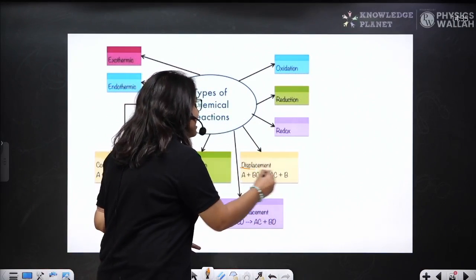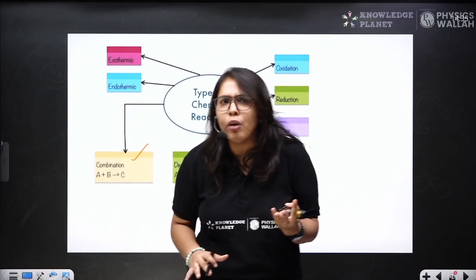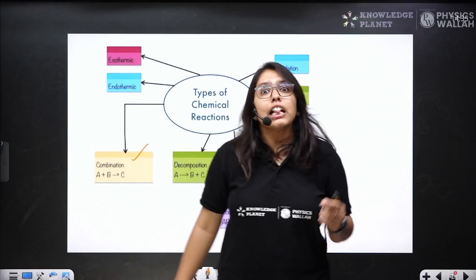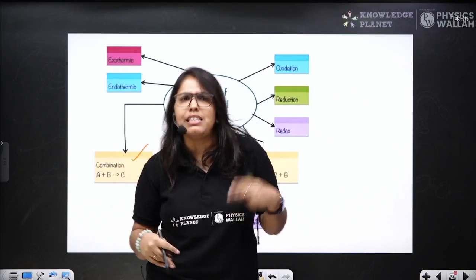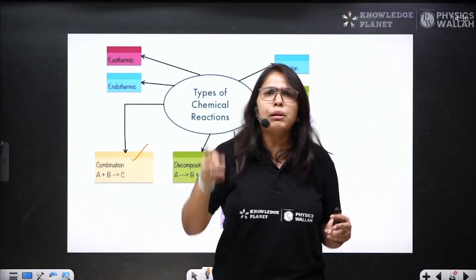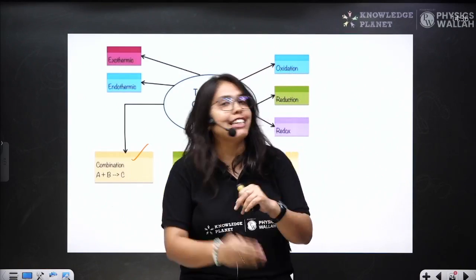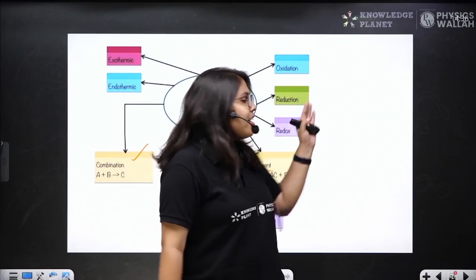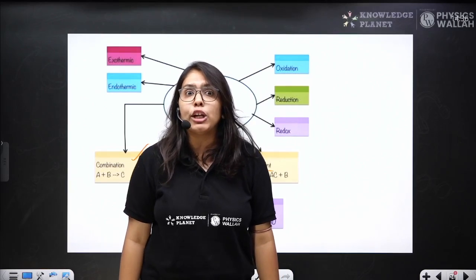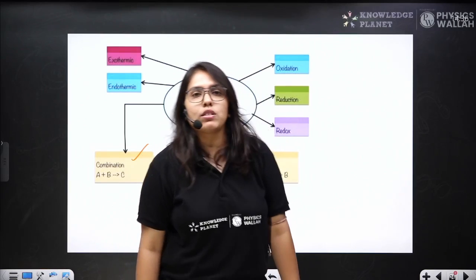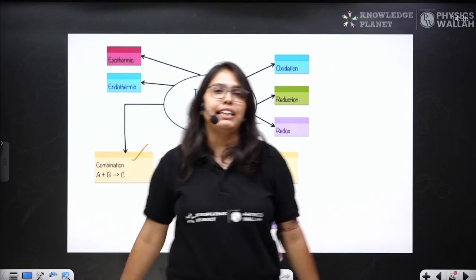Displacement. The place is going to be changed. Based on what? We shall see. Then double displacement, double trouble. Double means 2, so double movement. We shall see that too. And then redox reactions. Redox reaction is nothing but the combination of reduction and oxidation reactions. So we shall see all of them in detail.